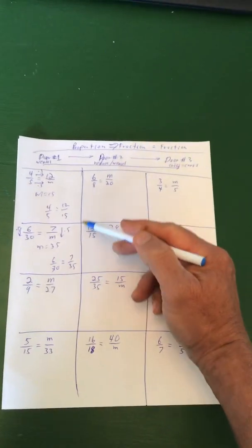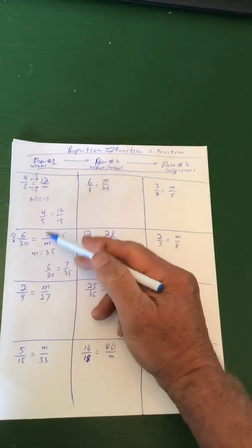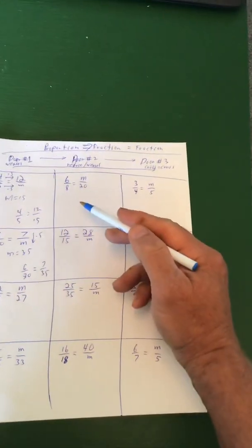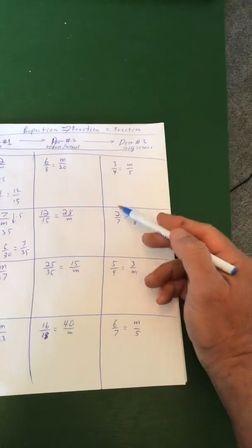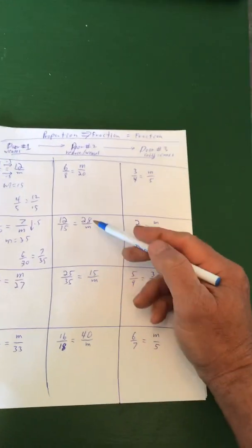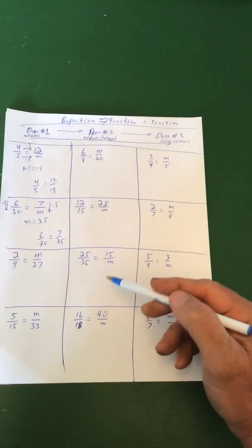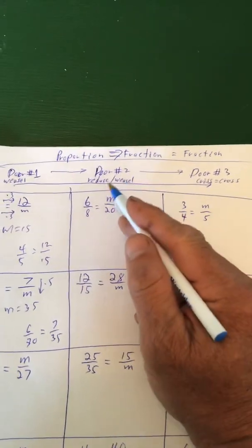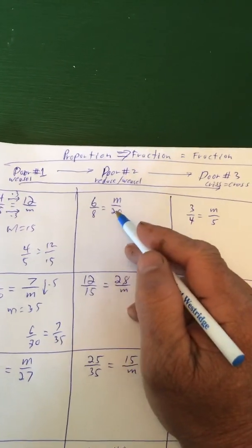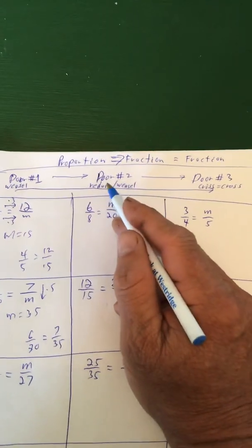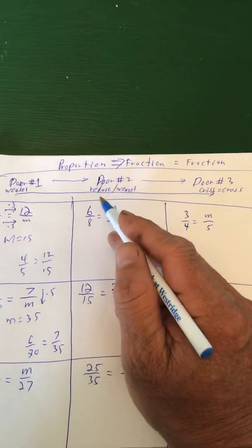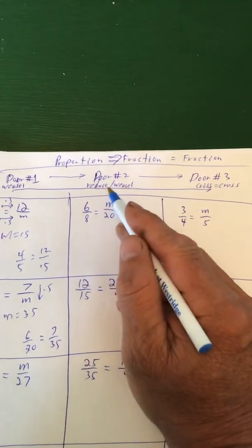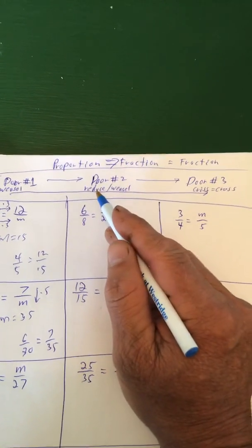So here we're going to do 4 door number 1s, then 4 door number 2s, and then 4 door number 3s. I'm going to do 2 together, then I'm going to let you pause and do these. All right, so here is what I call door number 2: reduce and weasel. If you can't do door number 1, then you want to try door number 2, which is reduce, then weasel.